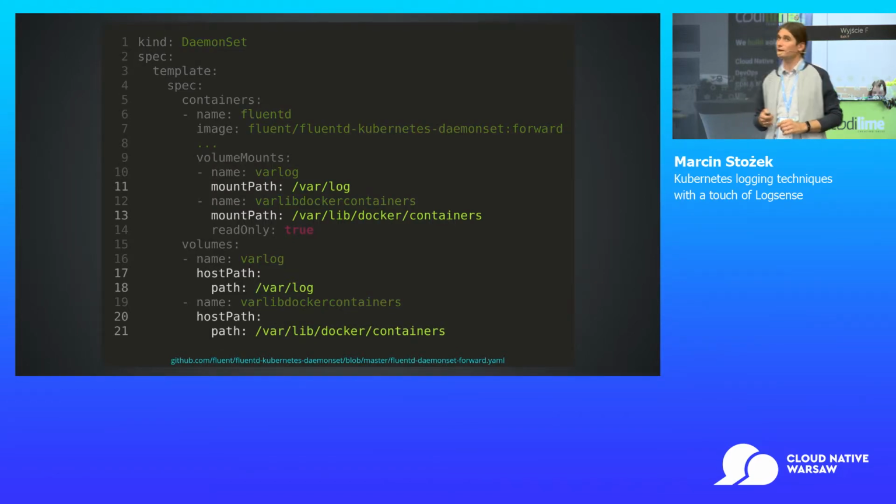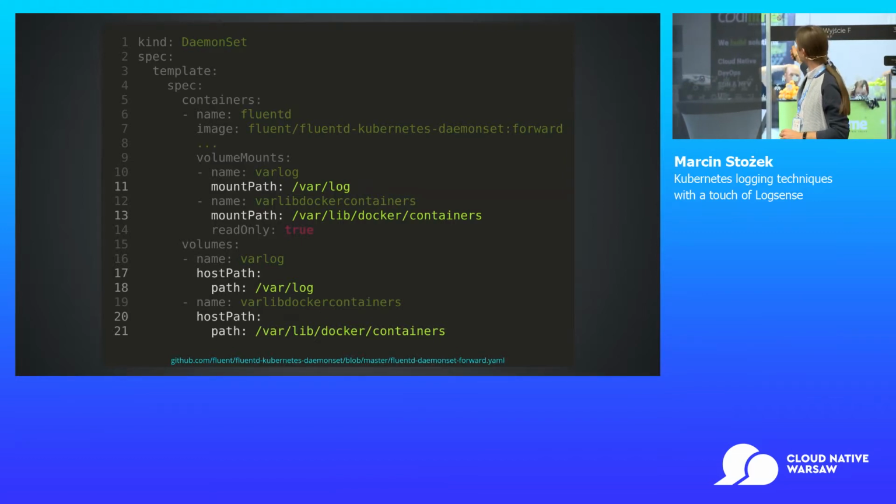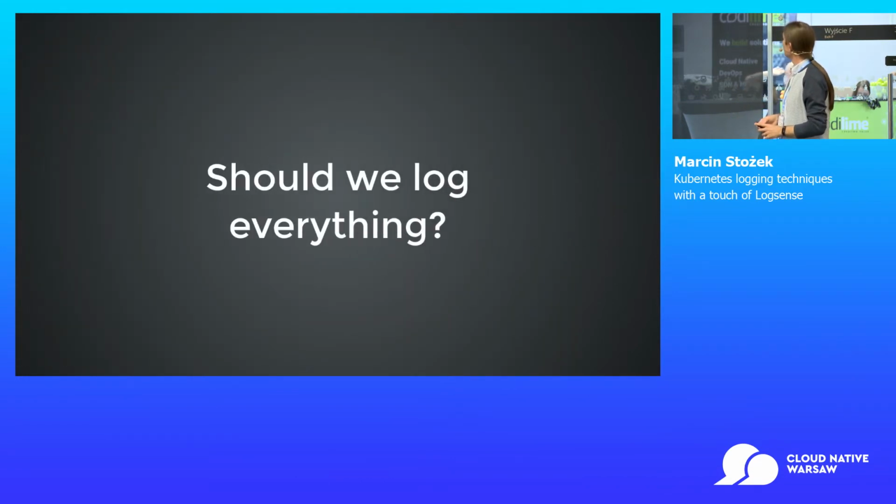How does it work? We just can use the daemon set. We use the mount path for the Docker containers, right? And here, this daemon set uses the host path, so it takes the logs from the node itself, and because of that, it has the access and can just push the logs from all of the containers somewhere, and we can then grab them.